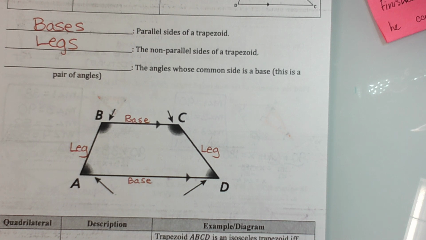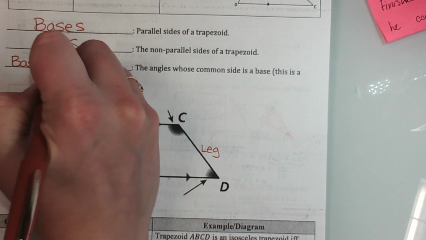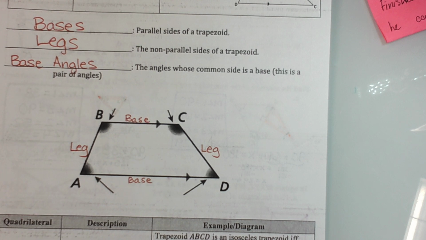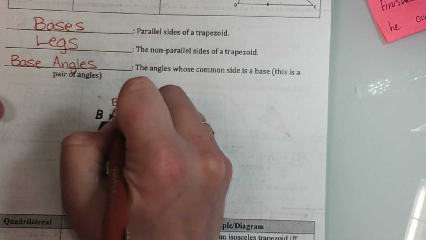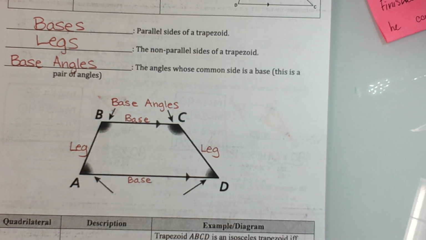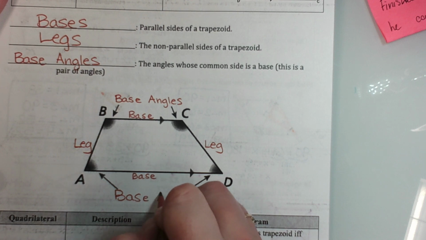Now, we also have what are known as base angles. Base angles are angles who have a common side between them that is the base. This is a pair of angles. So the two corners of the trapezoid that are on the same base are called base angles. This is a pair of base angles, and this is a pair of base angles.